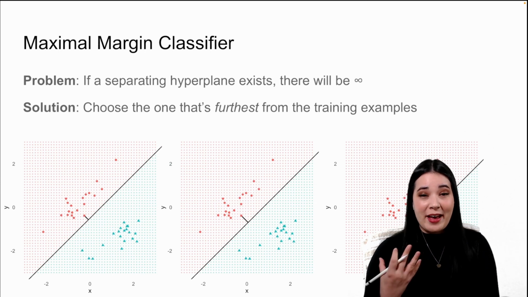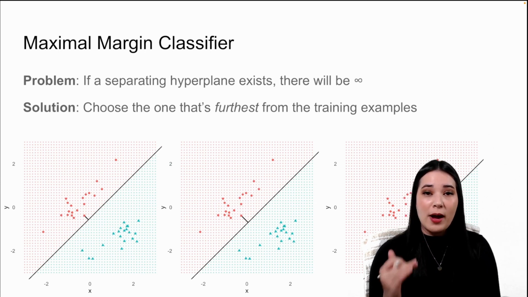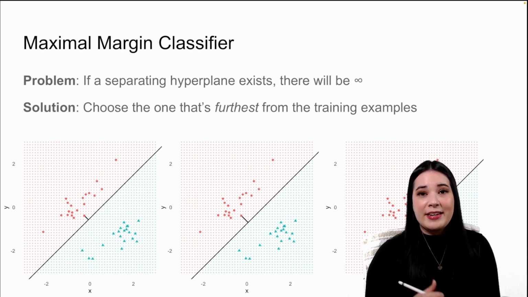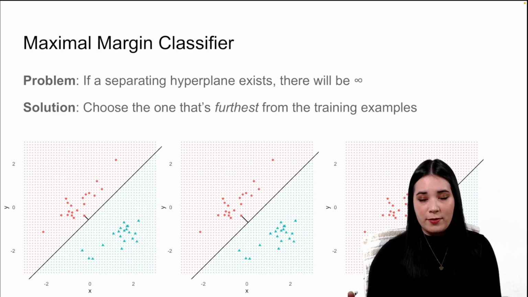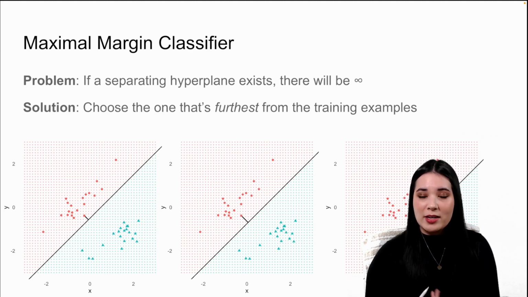We just said that we have a problem. If a hyperplane exists that can perfectly divide between positive and negative cases, by definition there will be an infinite number of hyperplanes that could do the same thing. So we have a problem. Which one do we choose? Well, the maximal margin classifier says we should choose the one that is furthest from the training examples.